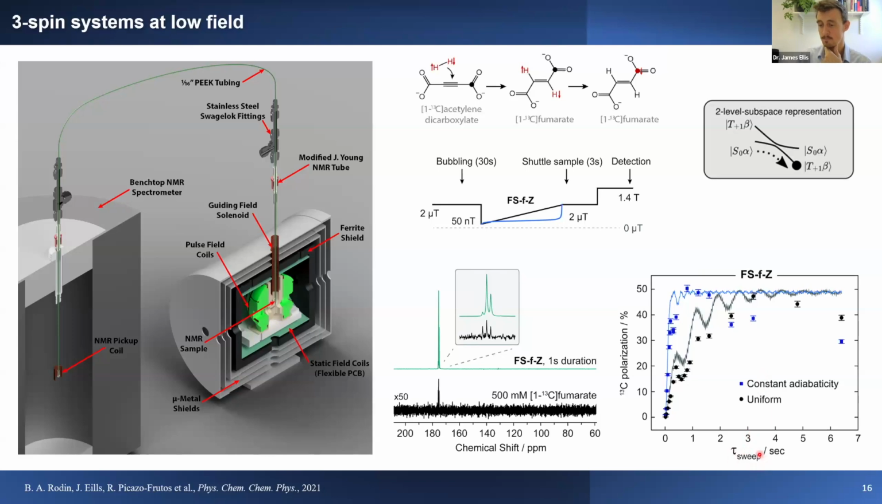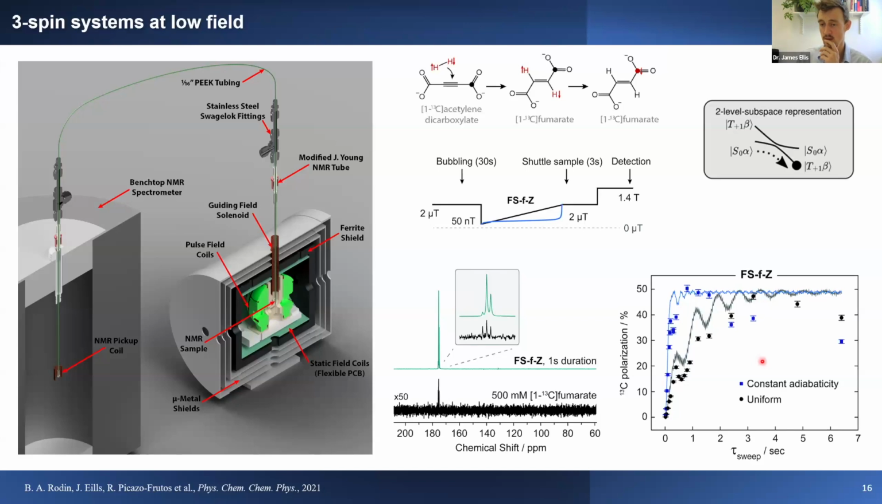That's shown on the plot here. This is the sweep duration in seconds. The black points show this linear magnetic field ramp. We see that if the duration of the field ramp is close to 0 seconds, then we have very, very low carbon polarization. As we increase the time, we hit a sweet spot at around 3 or 4 seconds where we maximize the carbon polarization. As the sweep becomes longer, relaxation starts to play a more important role, and we lose carbon polarization.